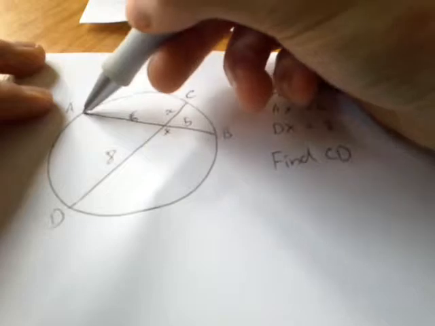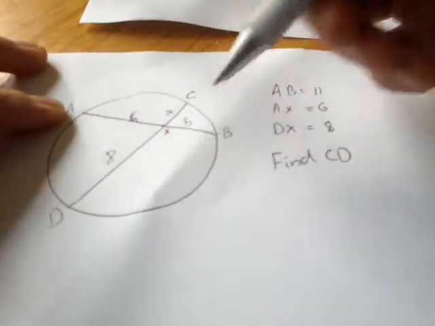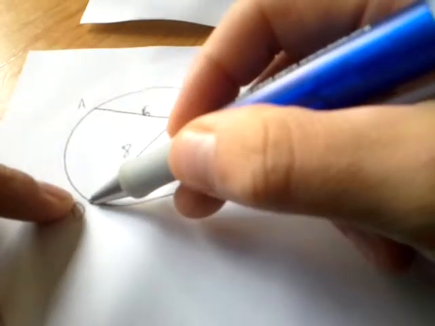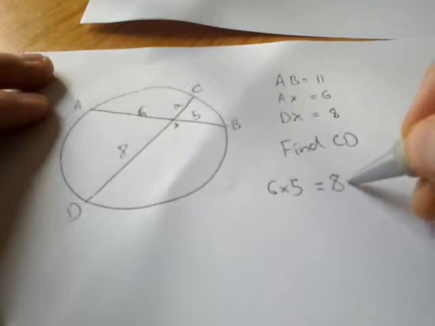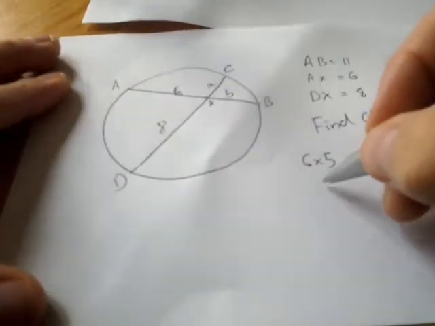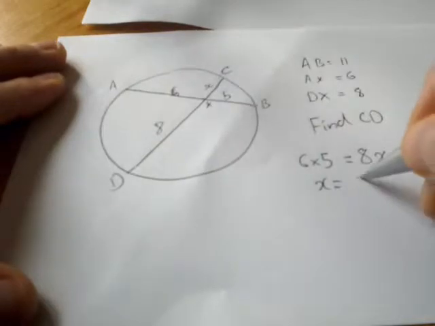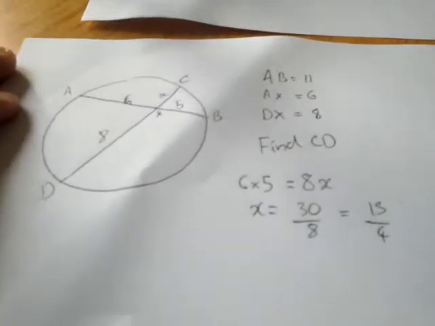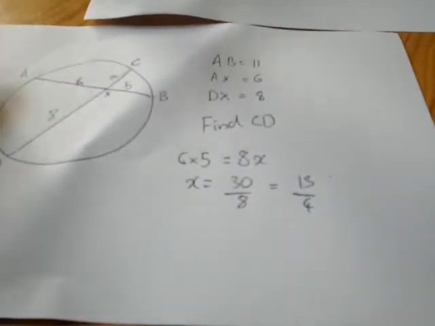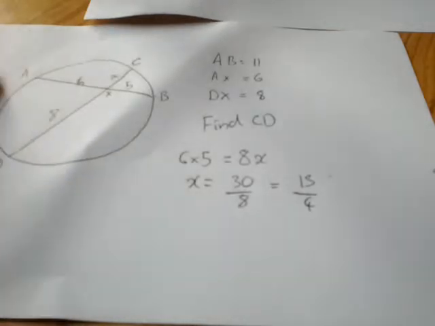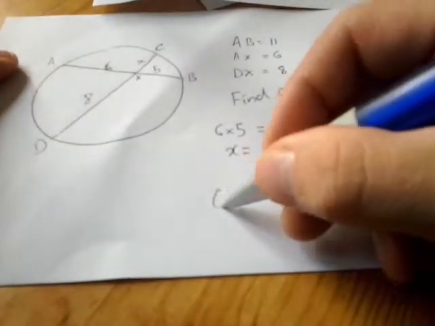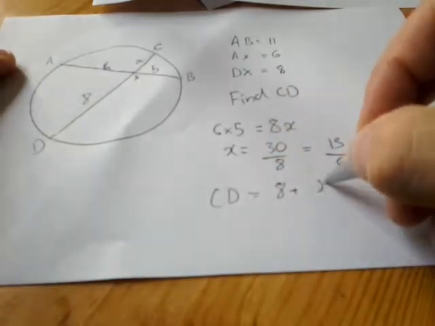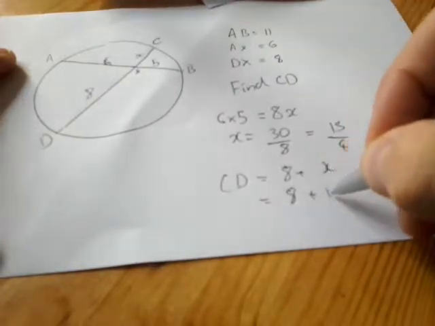Using the slogan or the formula, circle to crossing point times circle to crossing point on one chord, 6 times 5, is equal to circle to crossing point times circle to crossing point, that's 8x on the other chord. So you actually get x equals, dividing both sides by 8, 30 over 8, which is 15 over 4, which rather frustratingly doesn't cancel any further. So that's just it. It's a fraction. Life is tough. And then finally, CD is equal to 8 plus x, which is 8 plus 15 over 4.